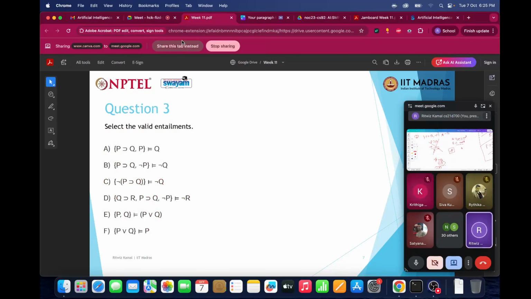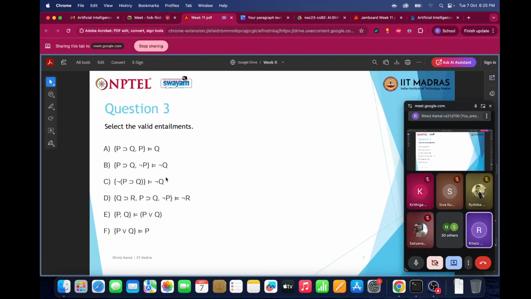Coming to the third one then. This said that not of P implies Q entails not Q. So let's write that down.